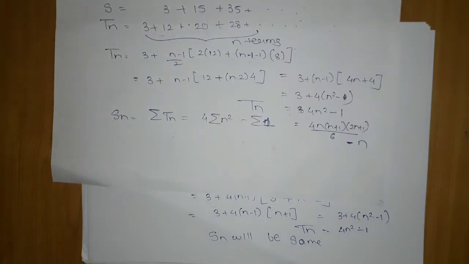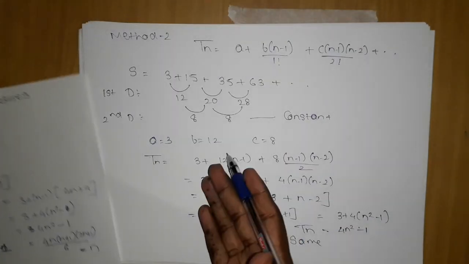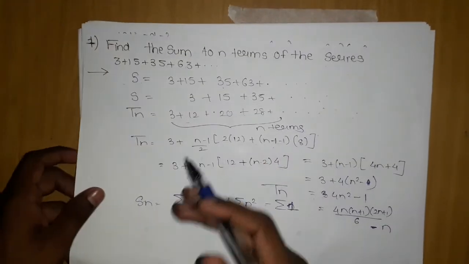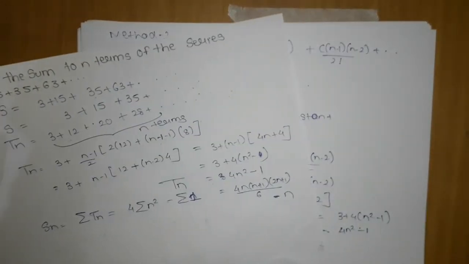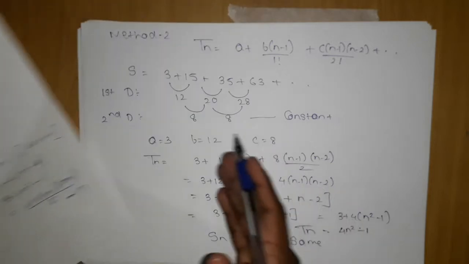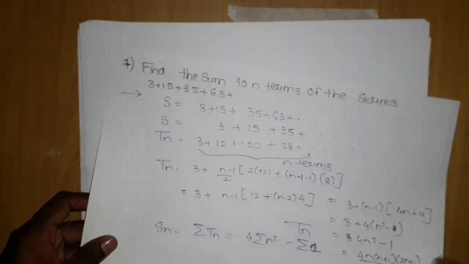So we are getting the same Tn by both methods, by the general method and by this formula method. Because here the general term was not of n cube or n4, otherwise this method would have surely failed, but in this question it ran properly. Now let's move on to the next problem.